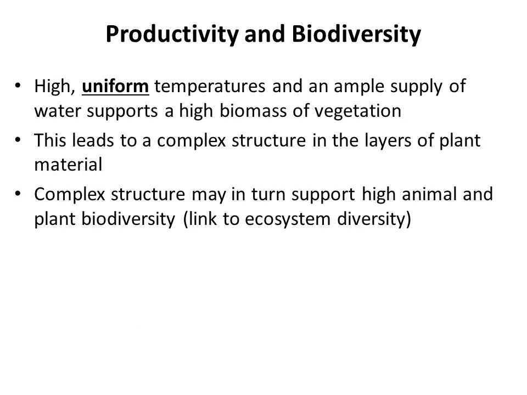So another way we can think about the energy hypothesis is in terms of productivity. High uniform temperatures and an ample supply of water, which is typical of many tropical equatorial regions, supports a high biomass of vegetation. This leads to a more complex structure in the layers of plant material, and this habitat complexity can in turn support high animal and plant biodiversity. So think back to ecosystem diversity that we covered in the previous video.